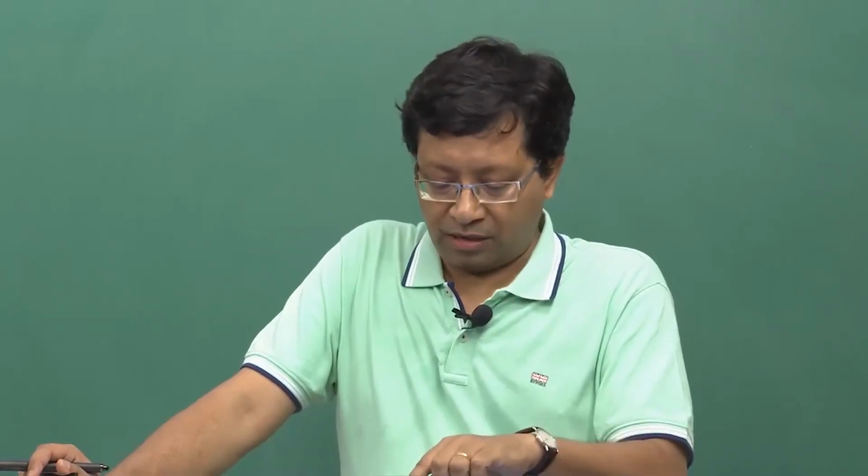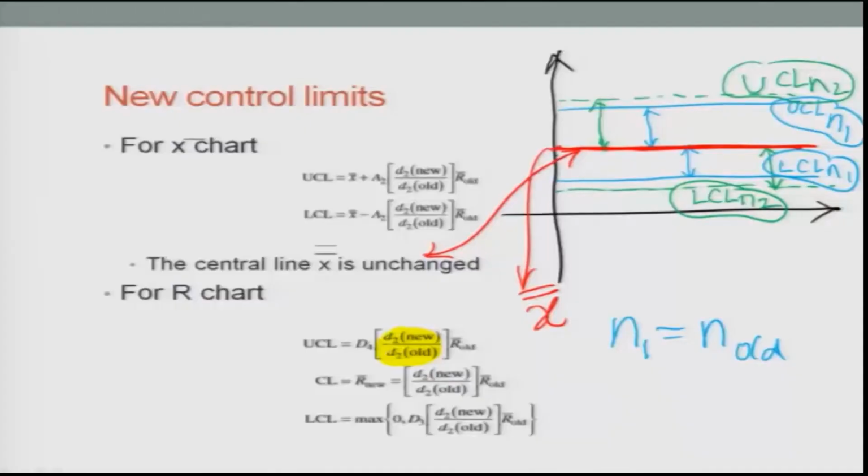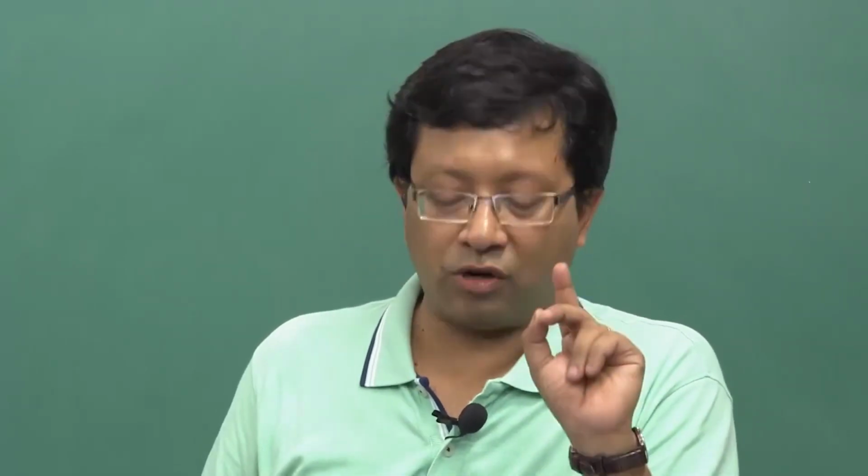In this case, when you are using D2 new and D2 old, the values are not exactly the same because they depend on the sample sizes, which are changing. So once I have the central line, R new would be based on the factor which is multiplied by R old, and similarly the lower control limit can be the maximum of 0 or some positive value. It cannot be negative, because range cannot be negative, as I am trying to find the difference between the maximum and the minimum.